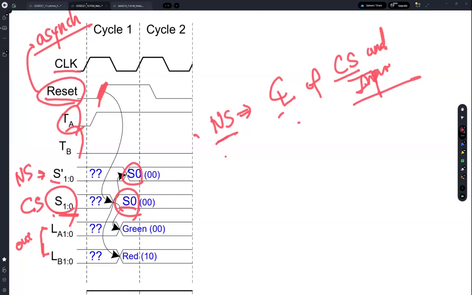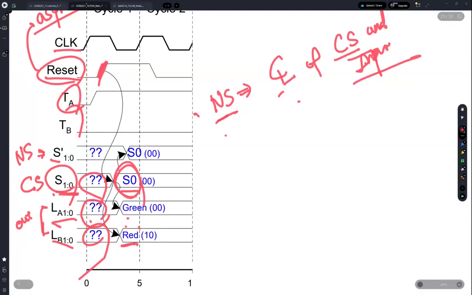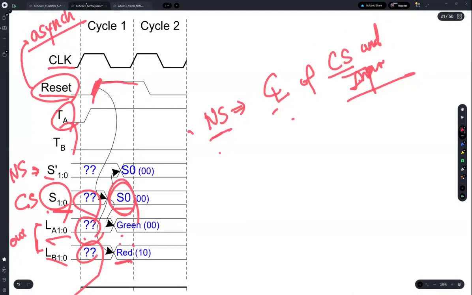Also, if you see the output values like LA and LB, they are unknown because the current state is unknown, but once the current state is determined, we can also observe that the output values are determined. Okay, and then the reset is 1 and the reset becomes 0.